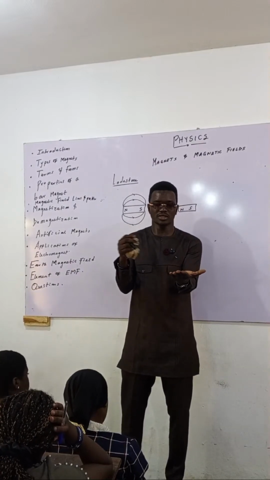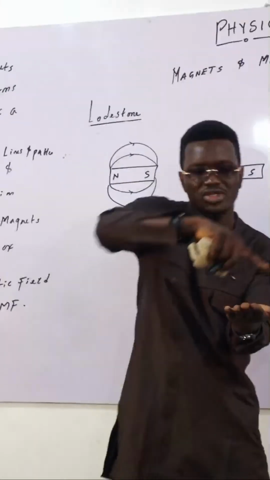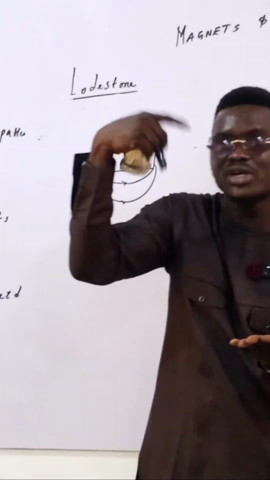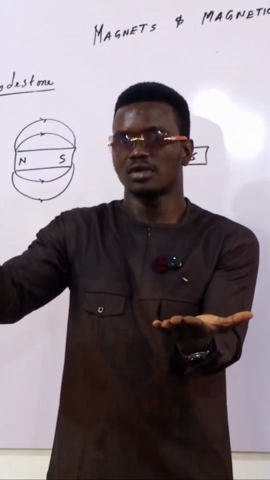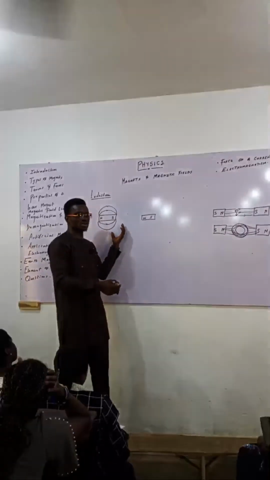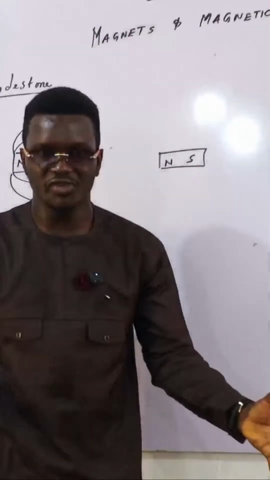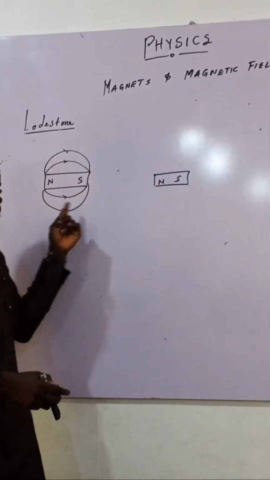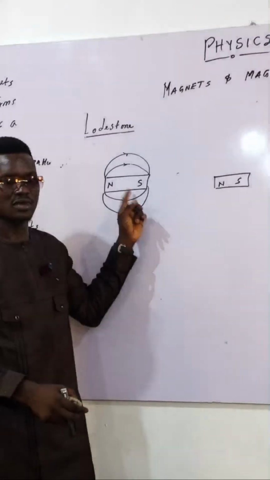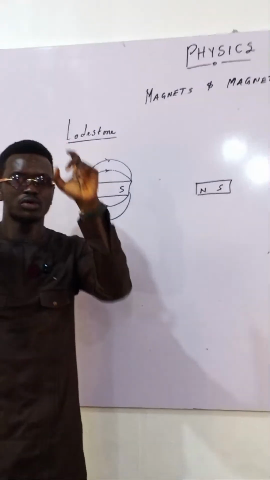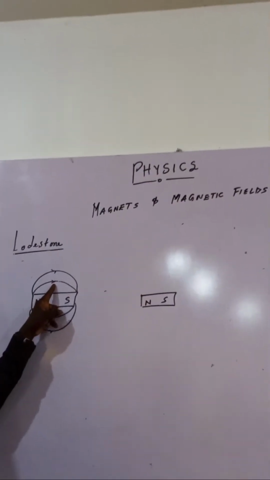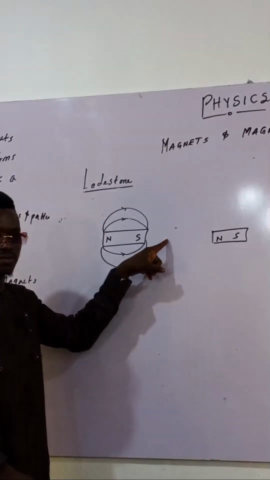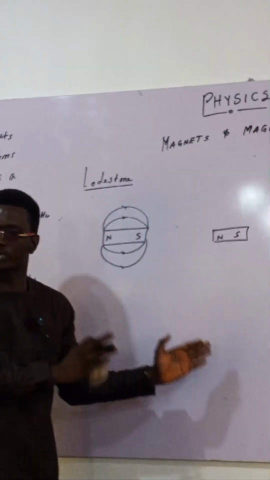I hope you are listening to this. Which means that there is a region around that magnet that you cannot really see. That region is the field. But for us to see it in physics class, we are going to represent it with all of these lines. So how do I know the direction? The arrow will always be from north to south. How do I know? That's what we want to see.